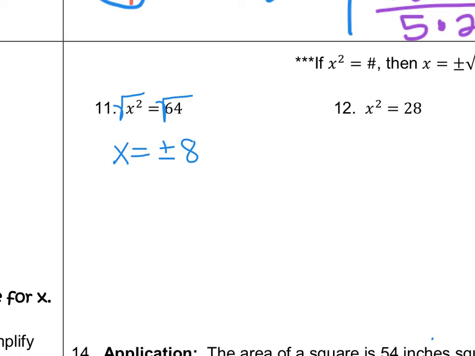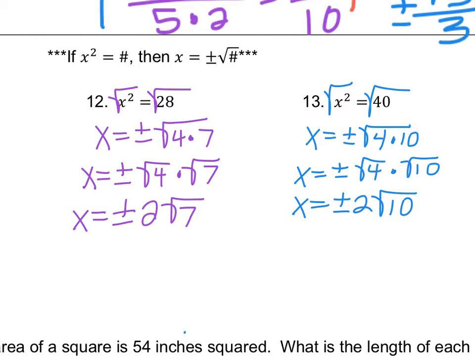Okay, so number 12, you're going to take the square root of both sides. You'll have x on one side, you'll have plus or minus on the other, but you're going to have to go ahead and get that 28 simplified on down. So I want you to do number 12 and 13 on your own. Pause the video, and when you've completed them, check back for the answers. Okay, just double check your answers. Make sure that you got the plus and minus sign in front of them.